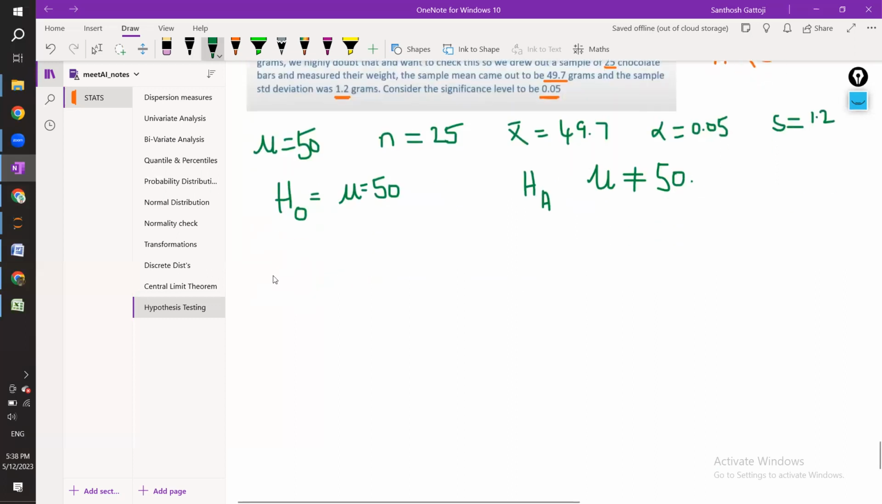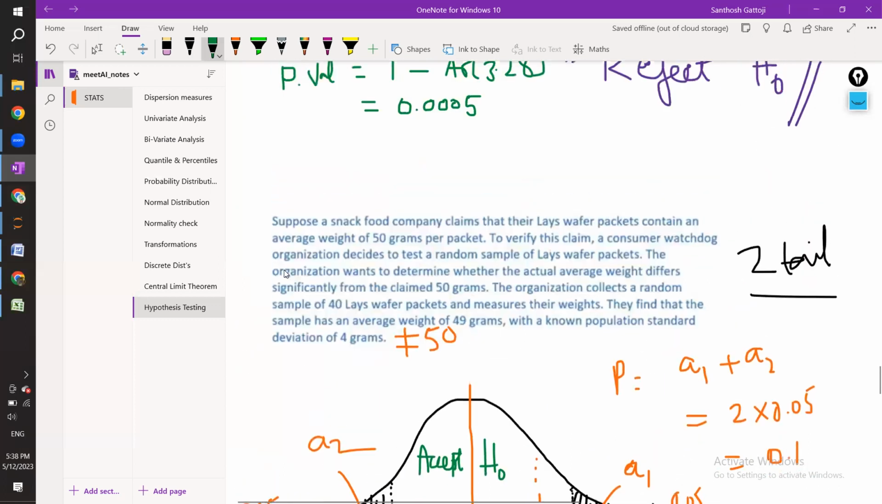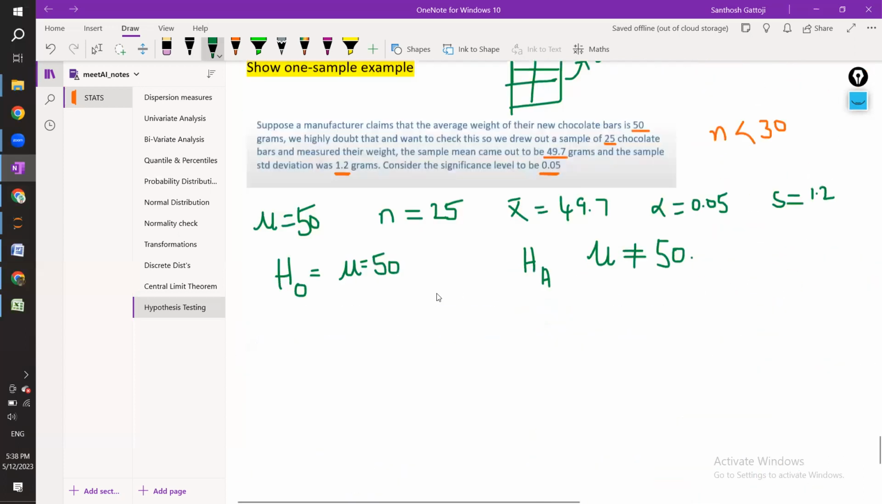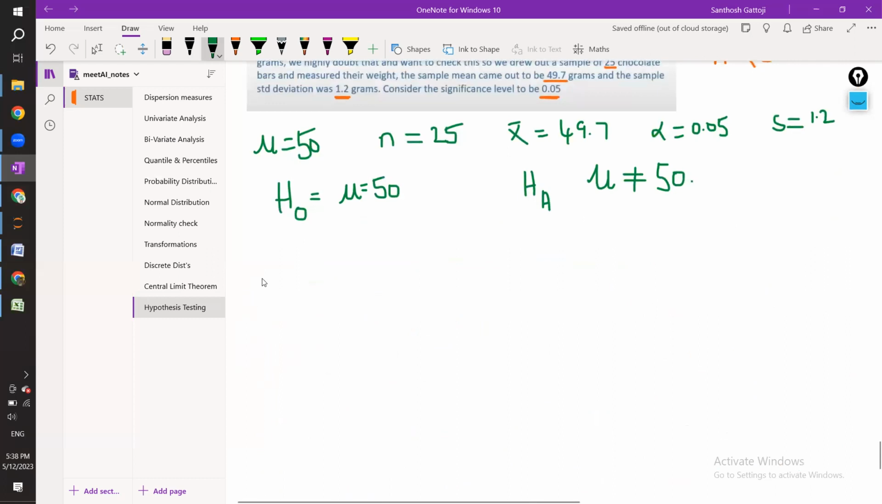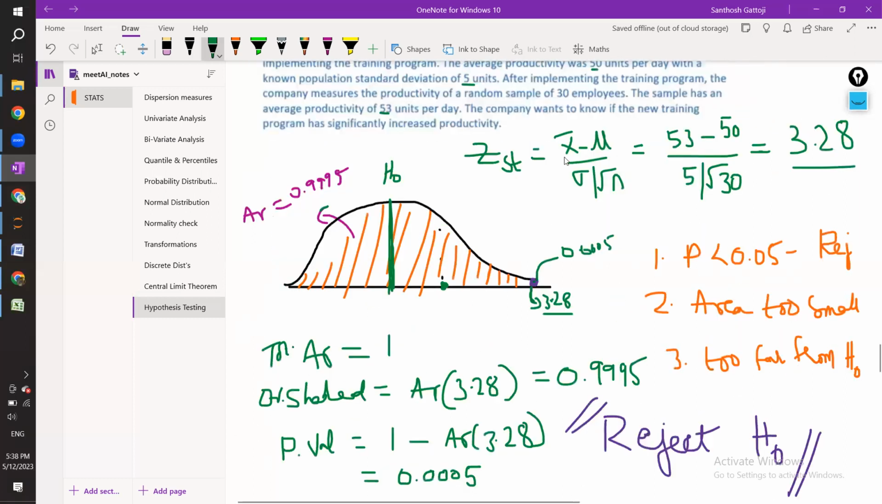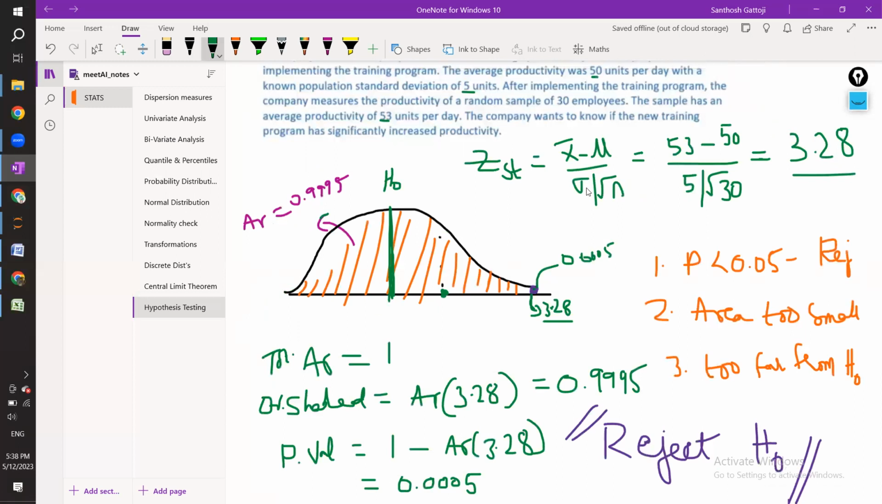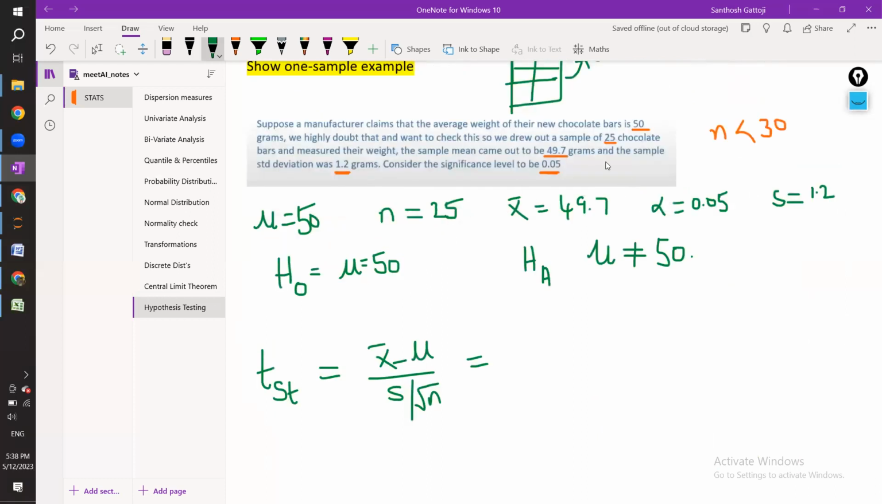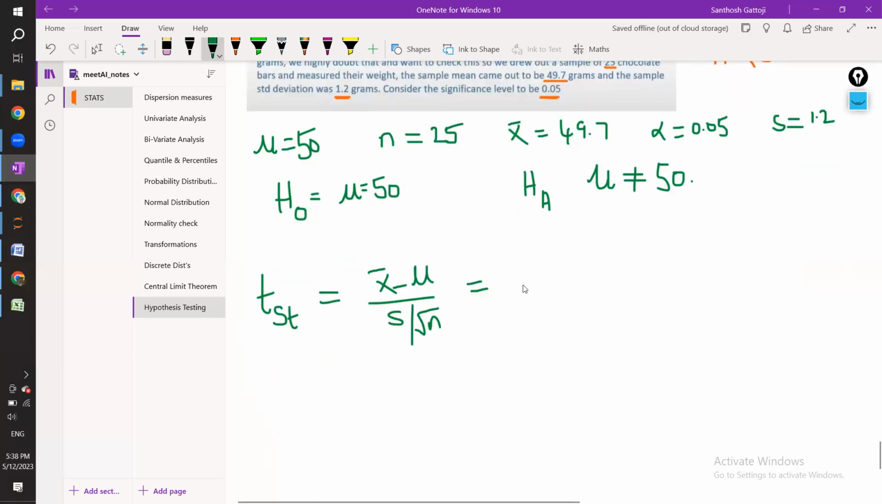So now let's do some testing. First we need to calculate the t statistic. Earlier we calculated something called the z statistic, because that was a z test. Similarly, for the t test we need the t statistic. The formula is x bar minus mu divided by s by square root of n. In the z test it would be x bar minus mu by sigma by square root of n, because sigma is the population standard deviation. But here you don't know sigma, meaning the population standard deviation is not available, so in its place you have the sample standard deviation 1.2. That's the only difference, and the sample size is also small.